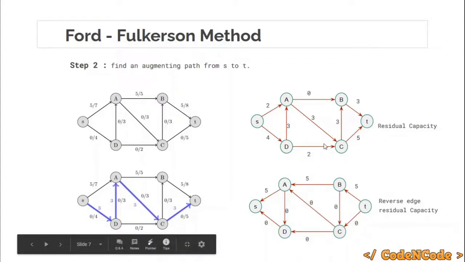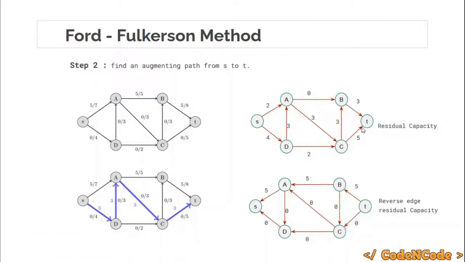So now the next found augmenting path is this, because we can use this path because all of the edges used here are having positive capacity. Now the minimum of all of these 4, 3, 3 and 5 is 3, so of course we will reduce 3 from all of these edges.